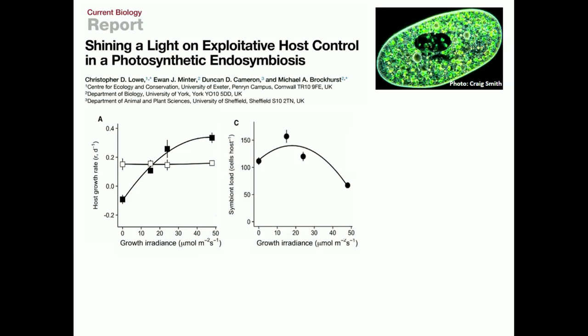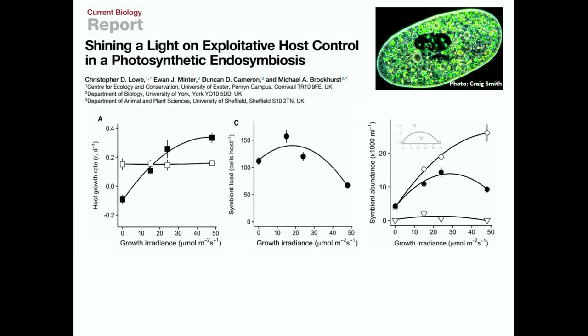This next graph shows the numbers of symbionts per host cell across the same light gradient. And what you can see is that it peaks at a low light intensity. That's because when there's not very much light around, you need lots of symbionts to give you the amount of carbon you need to satisfy your energetic demands. At high light, the hosts are able to down-regulate their symbiont densities because they don't need so many to provide the same amount of carbon, but they'll be paying a bigger nitrogen cost for that.